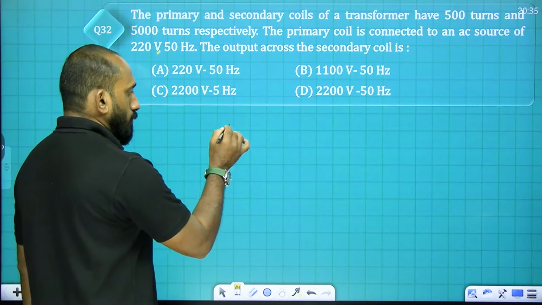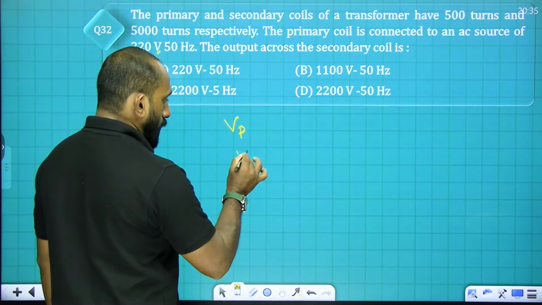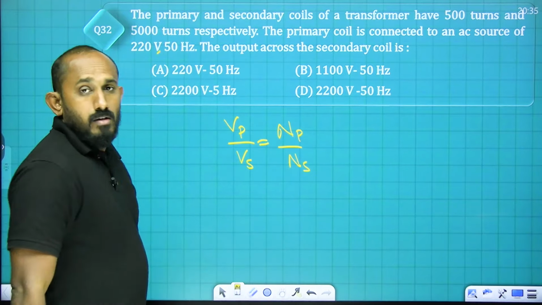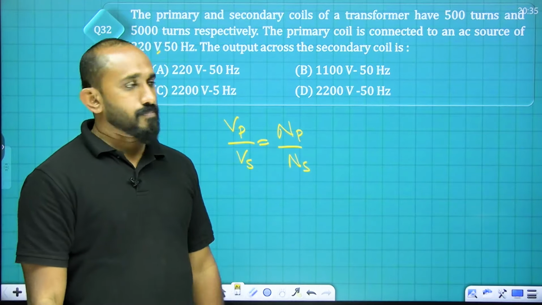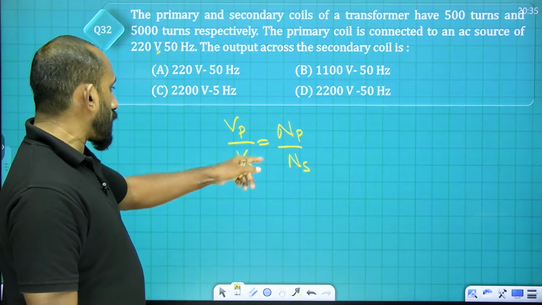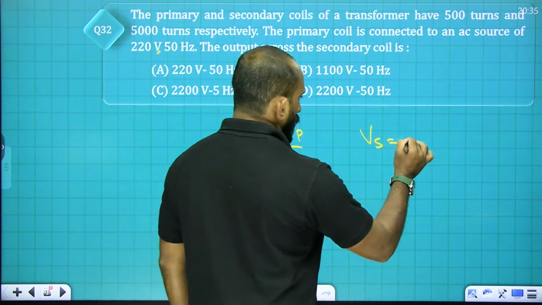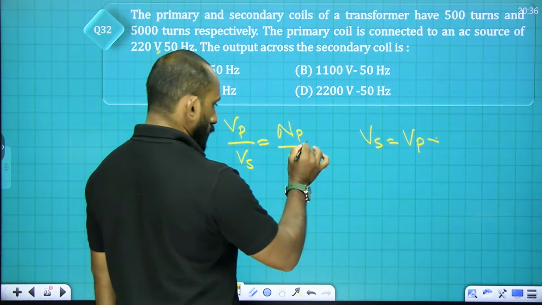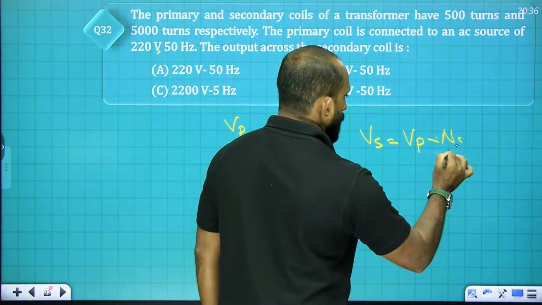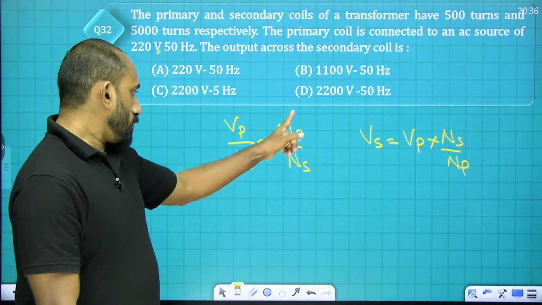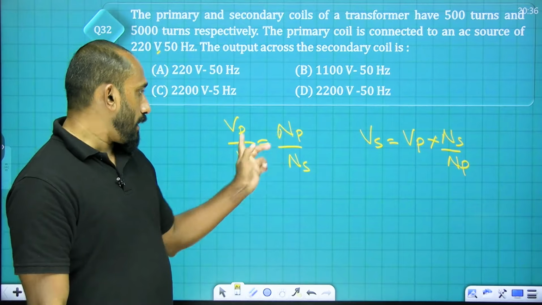We know across a transformer Vp by Vs is equal to Np by Ns. Voltage and number of turns relation. We have to find the output voltage, so Vs will be equal to Vp into Ns by Np. Vs is equal to Vp into Ns by Np.